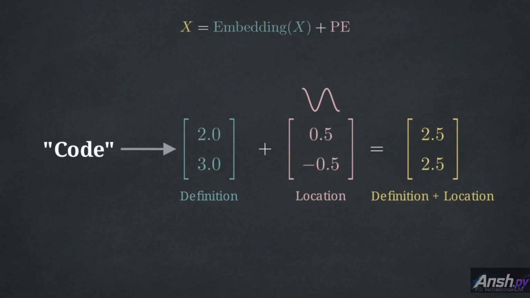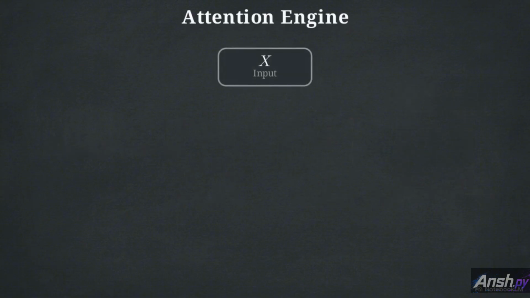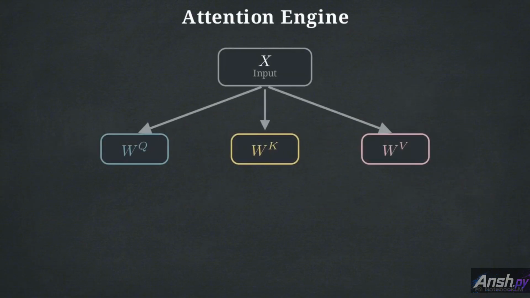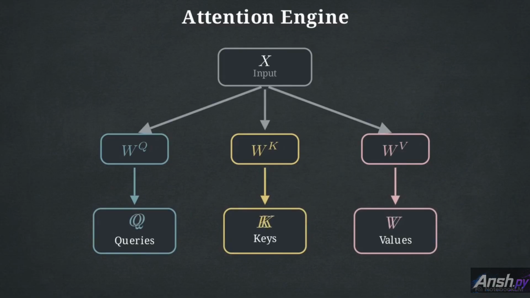By adding these two arrays together, the model receives a single vector that contains both the definition of the word and its exact mathematical location in the sequence. Fusing these two elements together is what makes simultaneous processing possible. This brings us to the attention engine. We multiply the input by 3 learned weight matrices to create queries, keys, and values.